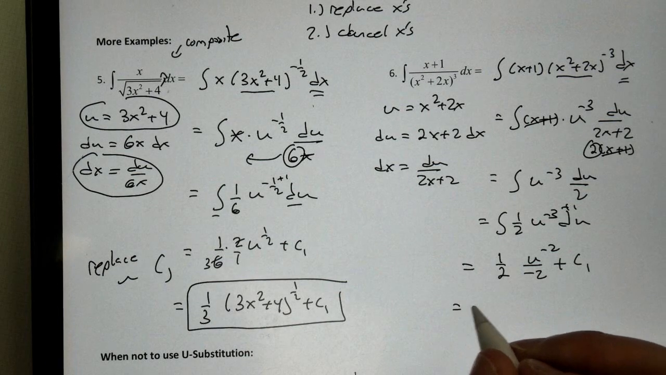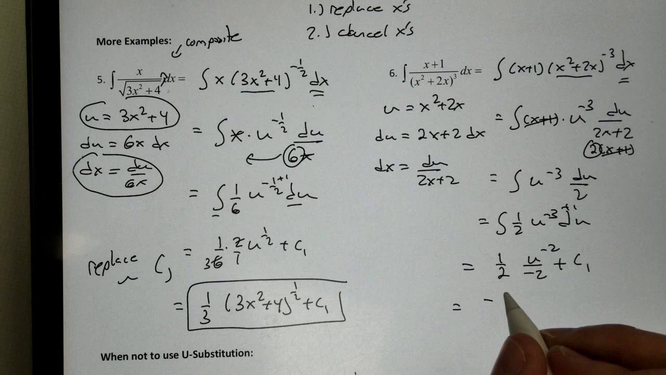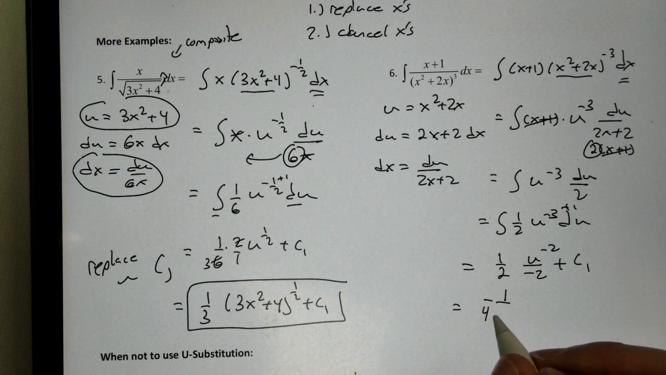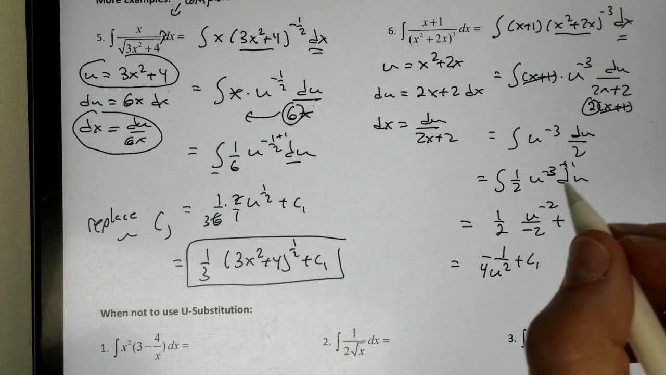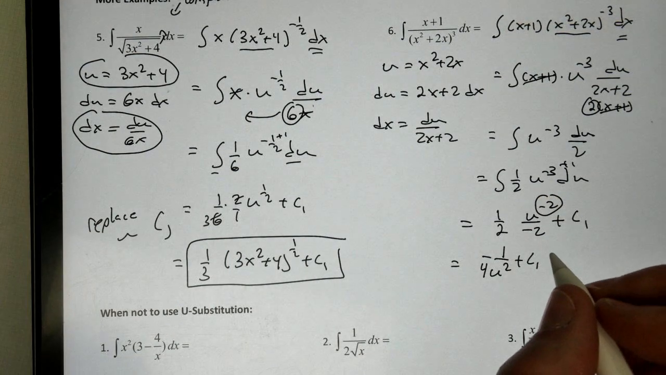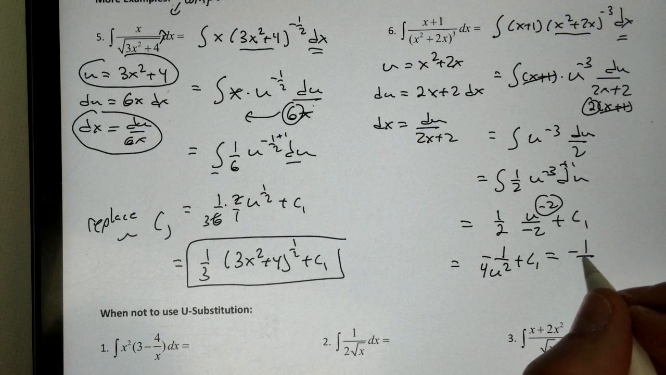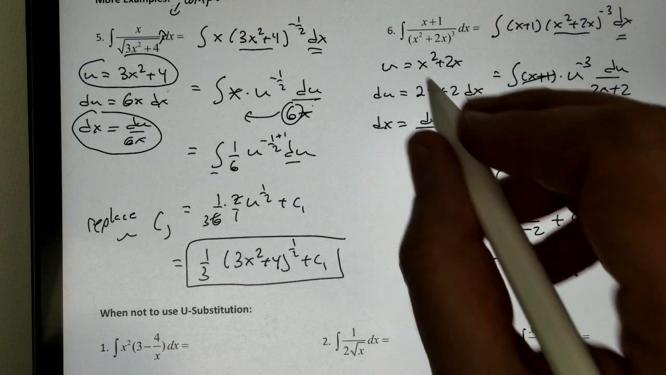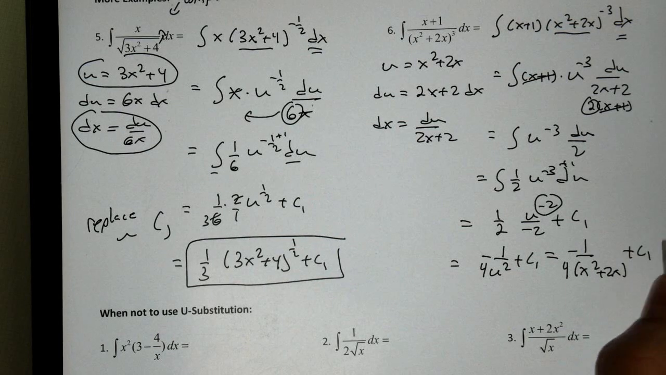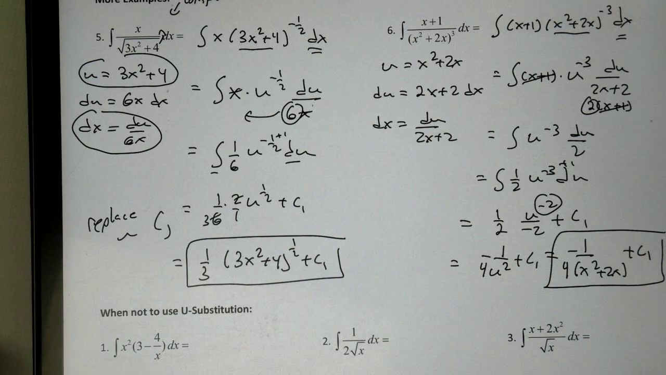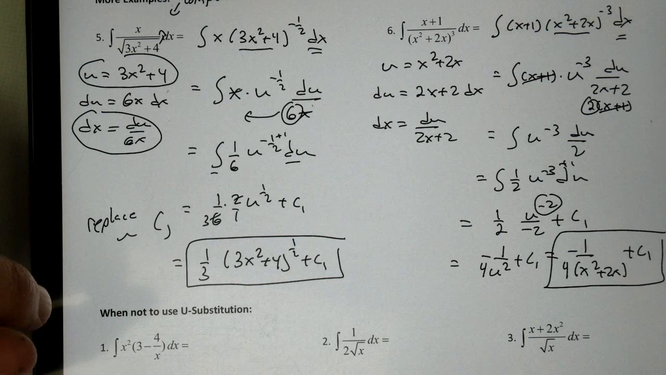Rewriting it, this becomes negative 1 over 4 u squared plus c1. I put the negative exponent on bottom. We don't like that negative exponent. Replace u, 1 over 4. U, we said, was this x squared plus 2x plus c1. And there is our antiderivative there. That's a pretty nasty one right there. That's probably about as bad as they get right there.